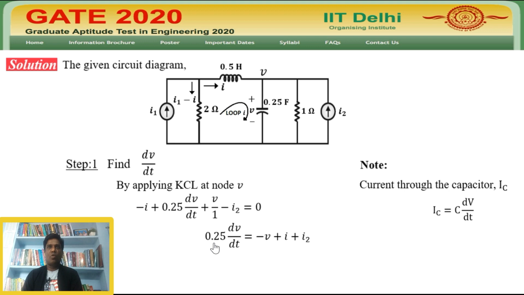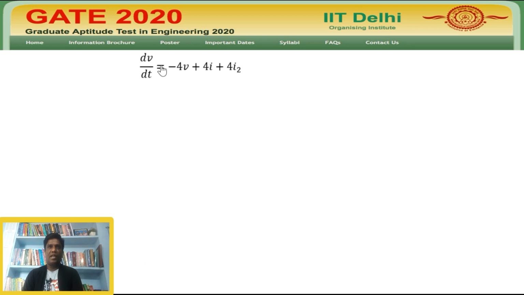Next, shift 0.25 to the right hand side. It will go in the denominator of minus V, I and I2. Then the equation will be dV by dt equal to minus 1 divided by 0.25 into V plus 1 divided by 0.25 into I plus 1 divided by 0.25 into I2. On the right hand side, 1 divided by 0.25 is 4. Then the equation will be dV by dt equal to minus 4V plus 4I plus 4I2.